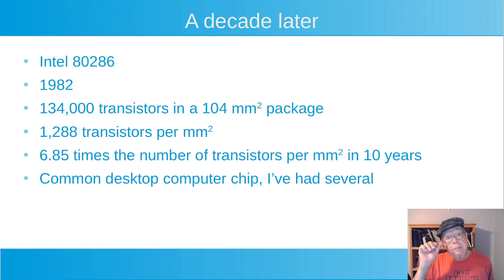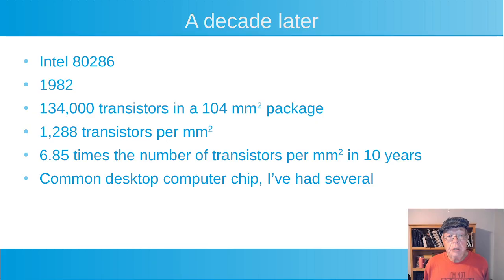A decade later, Intel introduced the 80286. This is 1982. It had 134,000 transistors in a 104 square millimeter package. The package size increased because, well, hey, if you can increase the area, it's like sizes of ships. Ships got bigger because you could stick more into a single package. This had 1,288 transistors per square millimeter, 6.85 times the number of transistors per square millimeter in 10 years, which is quite a considerable increase.